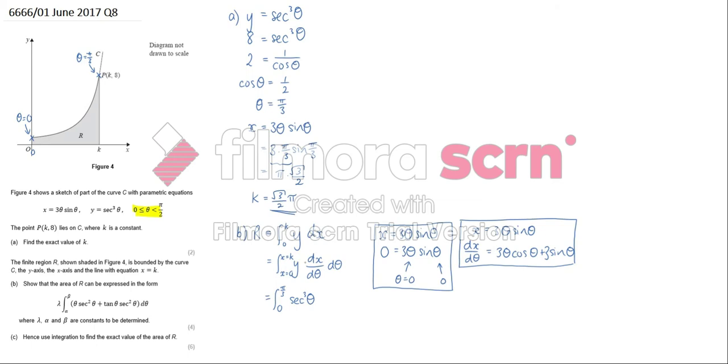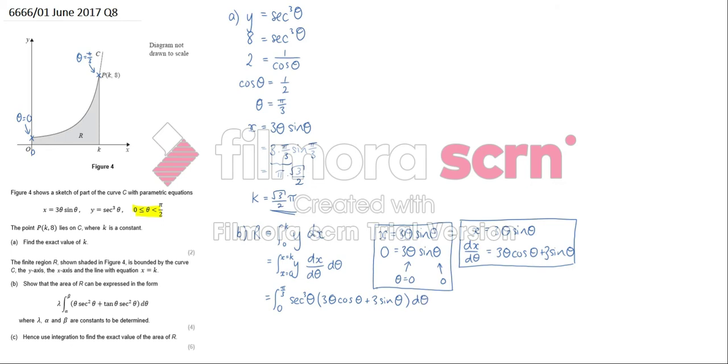And that y is being multiplied by the whole of dx by d theta. And because it's a 2-term expression, we'll have to put it in a bracket to make sure that everything is being multiplied. And then we have the d theta at the end. So that's what I've got so far.